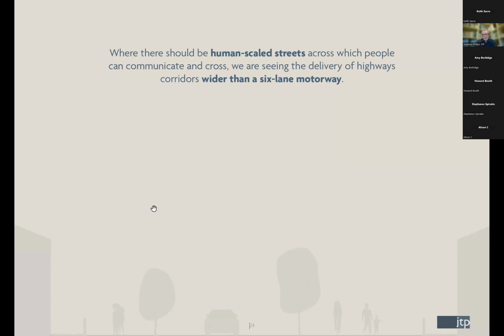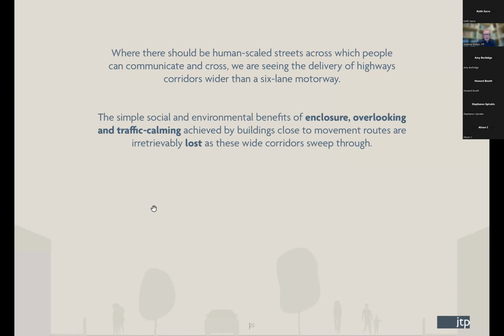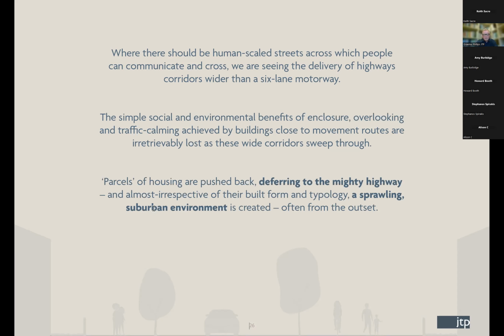So I would advocate we should be seeking wherever possible to design human-scaled streets across which people can communicate and safely cross, not things that actually end up being wider than a 6-lane motorway. Tighter streets, you get, I think, what many of us here today would understand as obvious environmental benefits: enclosure, overlooking, promoting safety, crucially traffic calming. Most people do drive more slowly when they realise they're passing through neighbourhoods and when there's built form close to them. Where it's the wide corridors sweeping through these places, those benefits are lost.